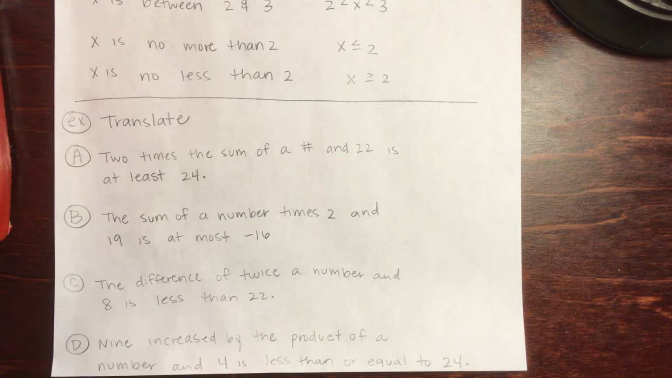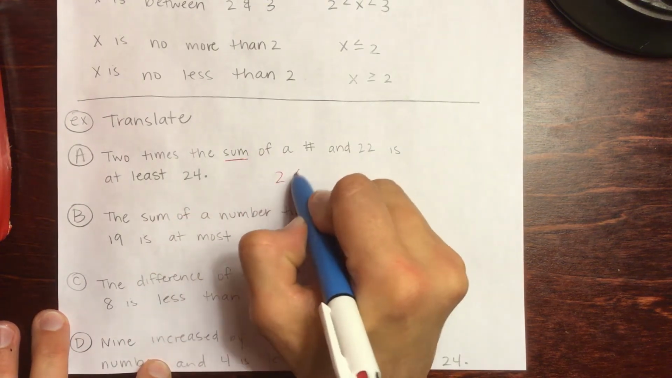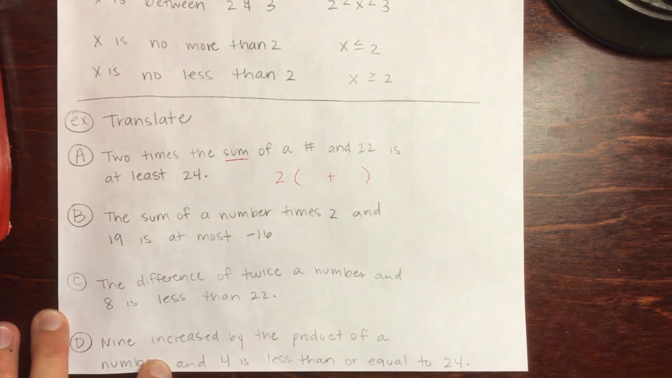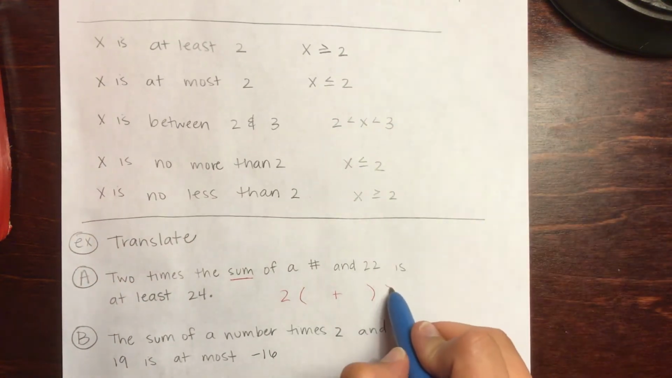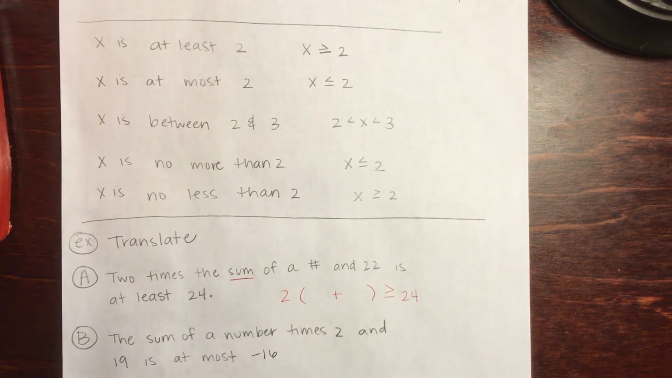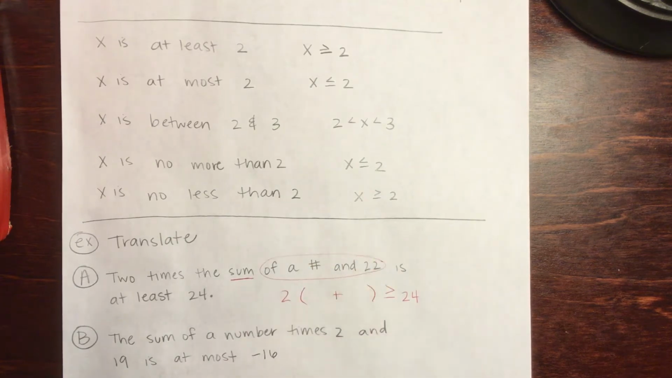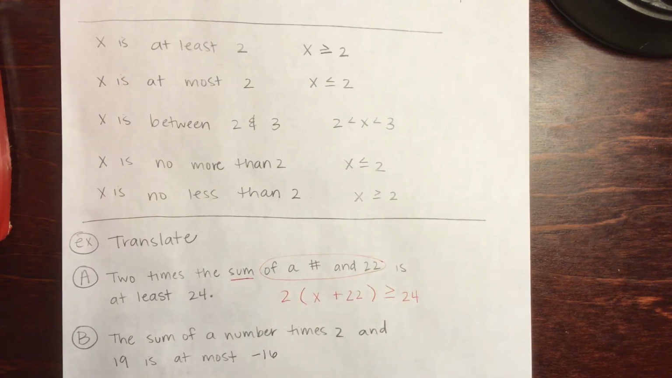Let's translate some sentences. 2 times the sum of a number and 22 is at least 24. 2 times what? 2 is times the sum. So 2 times some sum is at least 24. Remember, at least means it could be greater than, it could be equal to, but it's not less than. All right, well, what sum? What are we adding together here? The sum is a number and 22, so we use a generic x, and we need to add 22 to it.